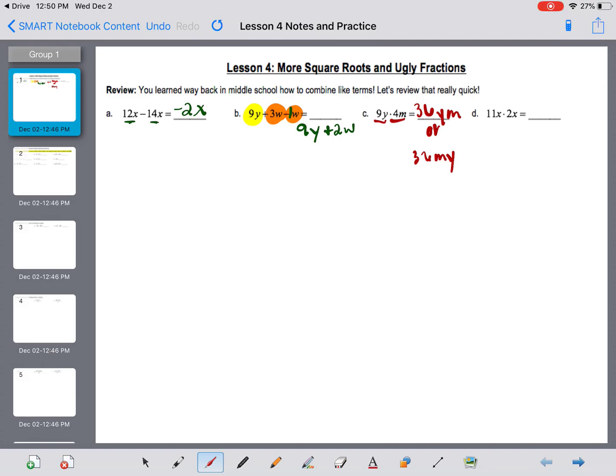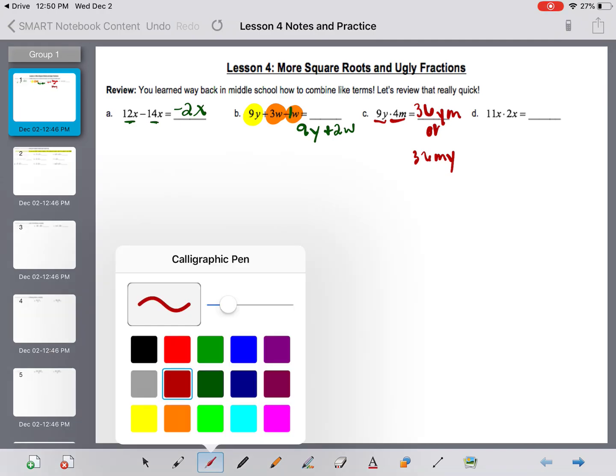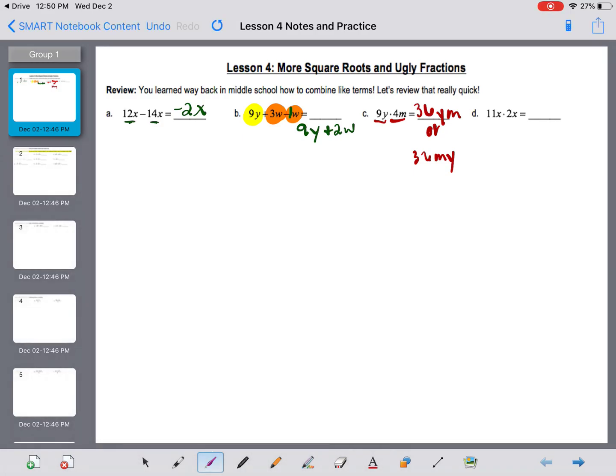When we multiply 11x and 2x together, those are like terms. So you're still going to multiply the coefficients. 11 times 2 is 22. But x times x, when you multiply like terms or like bases, you add the exponents. Each of these have an exponent of 1, and 1 plus 1 is 2. So that becomes 22 times x squared.